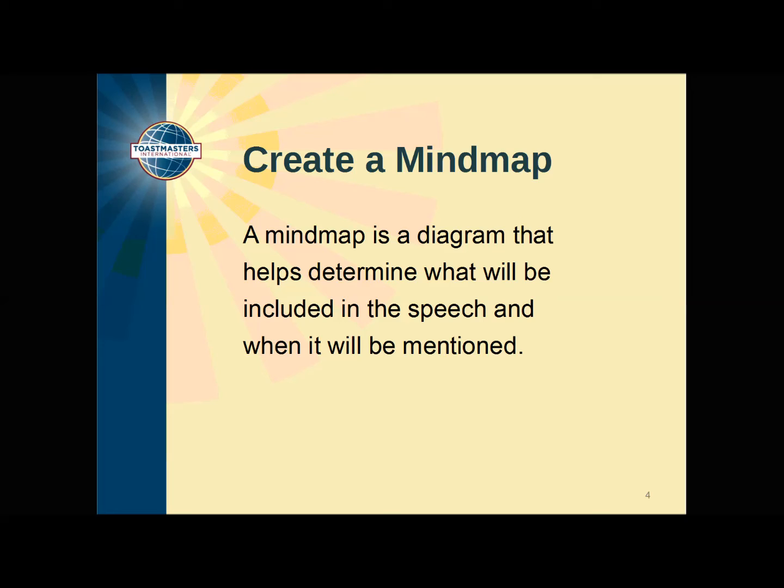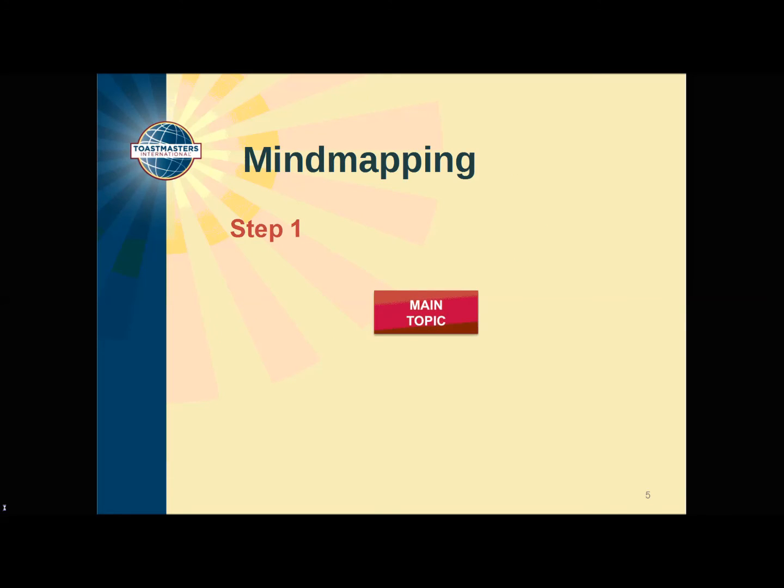As an alternative to the outline method, you can try creating a mind map. A mind map is a diagram that represents an individual's random thoughts on a particular subject. I'll repeat that. A mind map is a diagram that represents an individual's random thoughts on a particular subject. Its purpose is to discover what will be included in the speech and when it will be mentioned.